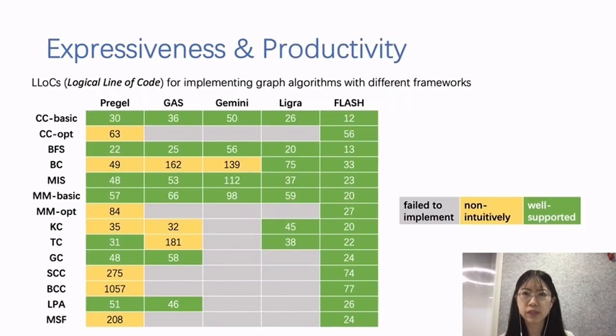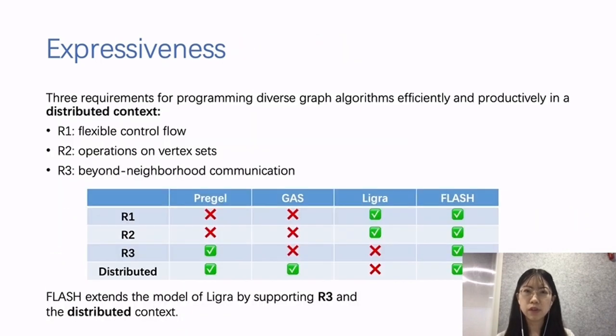This slide illustrates the comparison between Flash and other models in terms of expressiveness and productivity. We can see that Flash is capable of supporting all these algorithms, and it only takes tens of lines of code for programming each one. Further analysis reveals that Flash achieves strong expressiveness by supporting flexible control flow, operations on vertex sets, and beyond neighborhood communication. These features are not supported by any previous models. Flash achieves this by extending the programming model of Ligra to support beyond neighborhood communication and run in a distributed context.